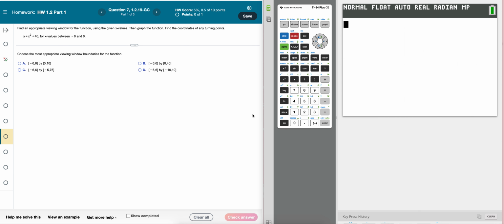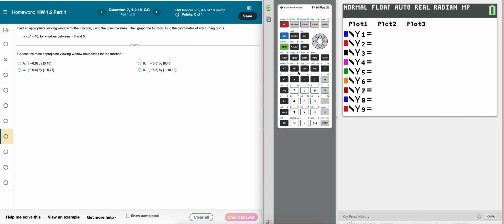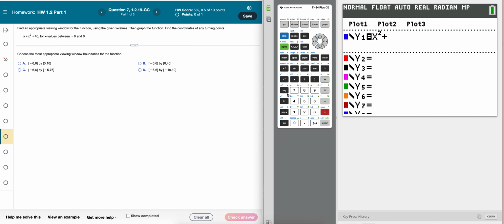In this example, we are going to be finding the best viewing window for this function that we are given. So in this case, we're going to be playing around with that actual window setting on the graphing calculator. I'm given the function y equals x squared plus 40. So I'll go ahead and enter that. So we get x squared plus 40.